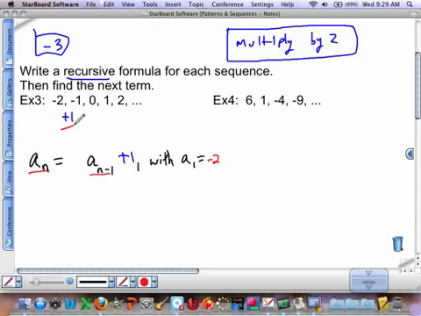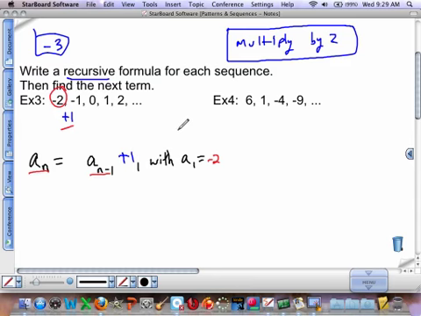This is going to be your template. With a sub 1 equal to, what's our first term? And we're done. Okay? So the black's there because that's your template. All you're doing is filling in the holes. Okay? So when I look at example 4, we use the same template.